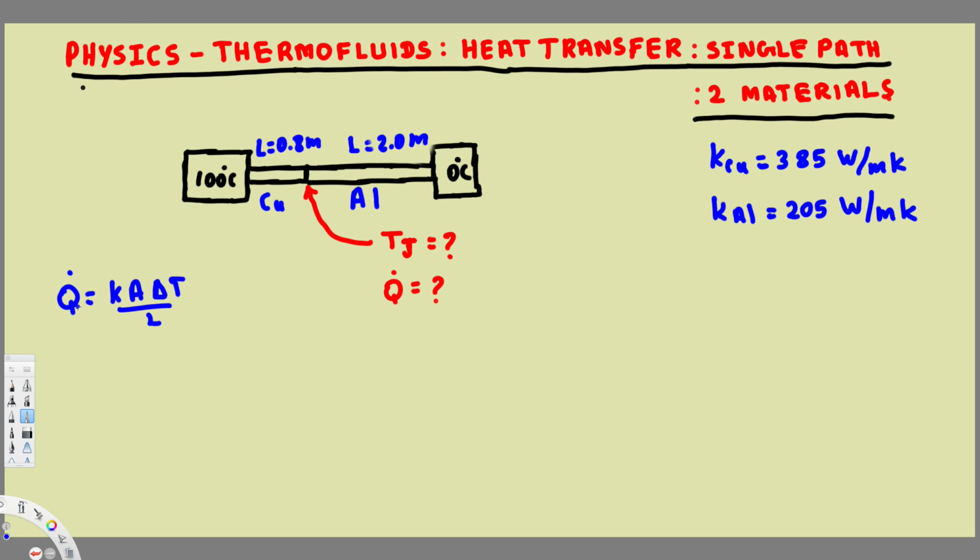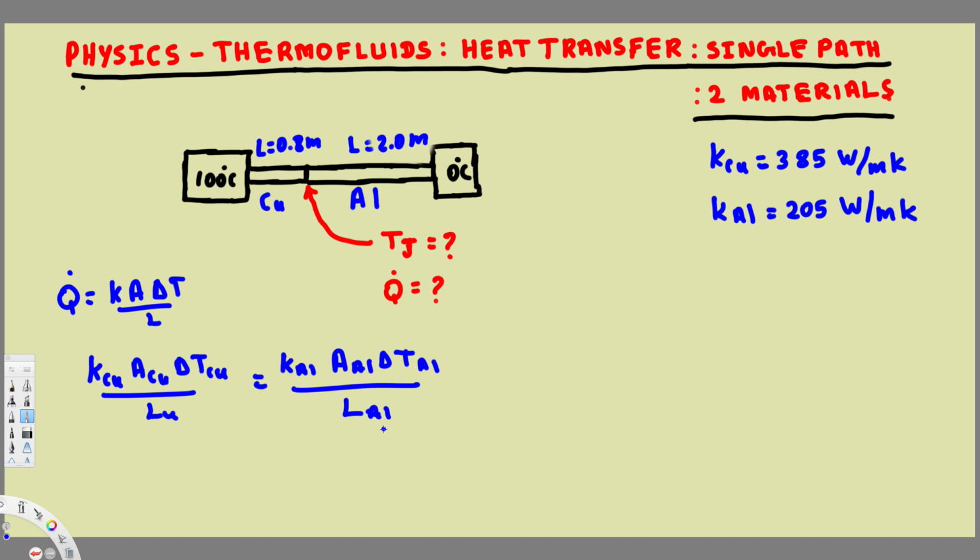Now let's apply this one for copper and aluminum. Let's begin with copper. For copper, we are going to have Kcu and Acu, delta Tcu and Lcu, right? So this heat transfer rate is going to be equivalent to aluminum's heat transfer rate because both are in series, so it's going to be equal. Now this is Kal, Aal, and this is going to be delta Tal over Lal, right? Now let's see how we can figure it out.